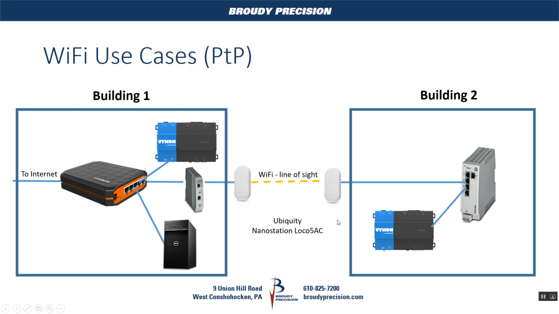This is a really cheap solution, and gives you very good coverage so long as you have line of sight, and the speeds are pretty amazing too. We're talking line of sight, you could go 2 kilometers plus with these Ubiquiti NanoStation devices.